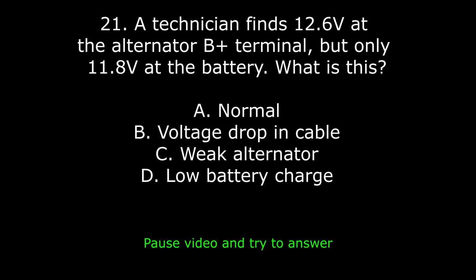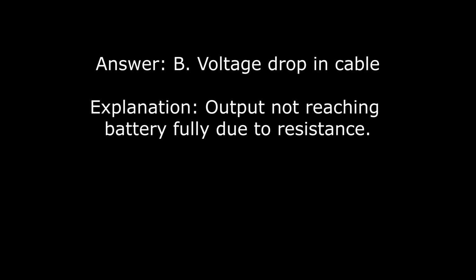21. A technician finds 12.6 volts at the alternator B+ terminal, but only 11.8 volts at the battery. What is this? A, normal. B, voltage drop in cable. C, weak alternator. D, low battery charge. Answer B, voltage drop in cable. Explanation: output not reaching battery fully due to resistance.